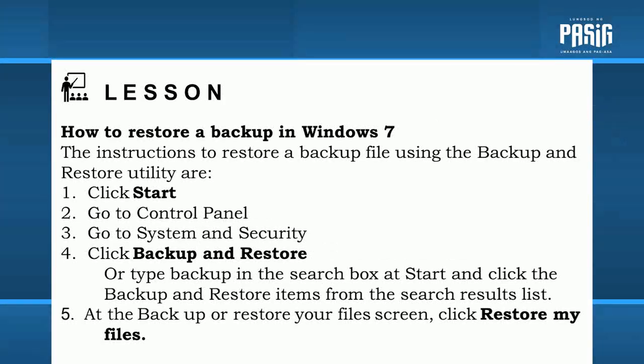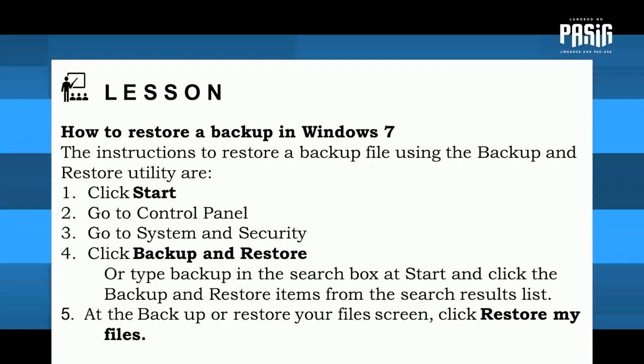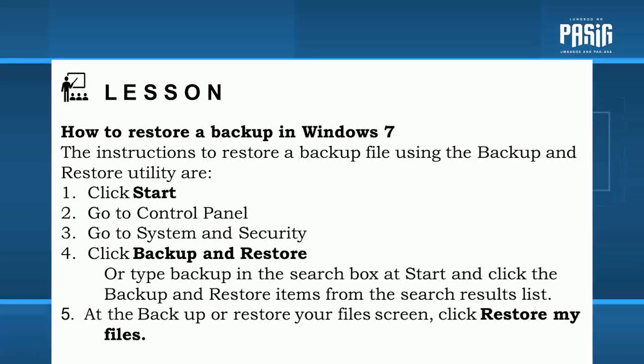The instructions to restore a backup file using the Backup and Restore utility are: 1. Click Start. 2. Go to Control Panel. 3. Go to System and Security. 4. Click Backup and Restore, or type Backup in the search box, or start and click the Backup and Restore items from the search results list.